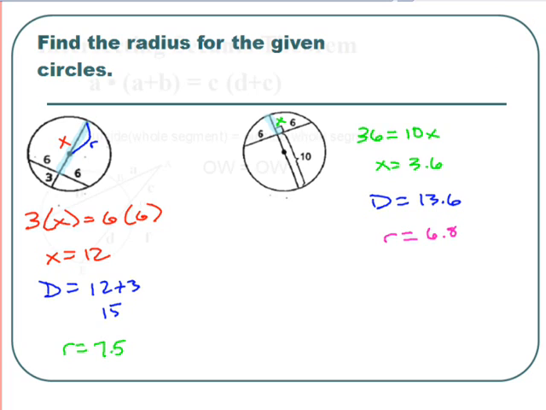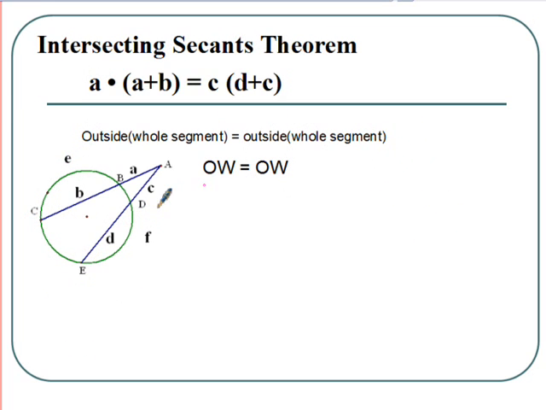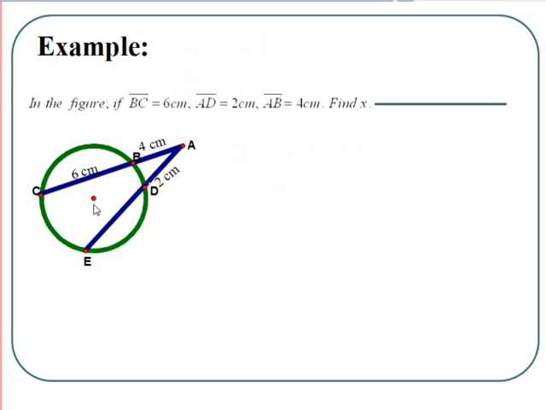Let's take a look at the next page. So we also have intersecting secants, okay? And the intersecting secants theorem says that this outside piece here, A, times the sum of the entire secant, equals this outside piece here, C, times the sum of C and D, the entire secant. Or some people like to think of it as outside times the whole thing equals outside times the whole thing. Ow equals ow. So like if you hurt yourself, it equals you hurt yourself. I'm not sure that makes sense, but let's take a look at an example problem.